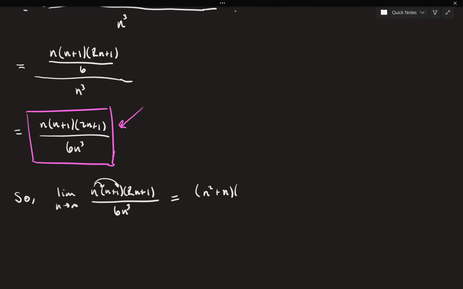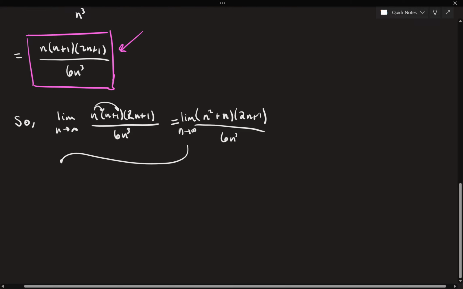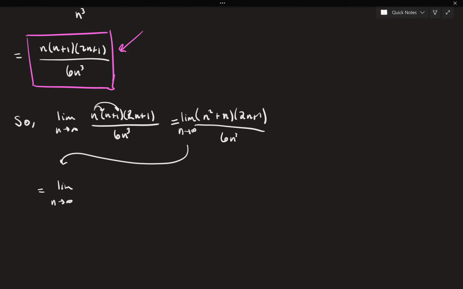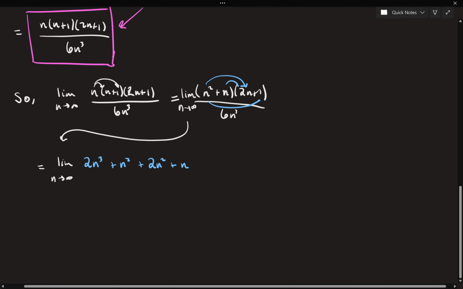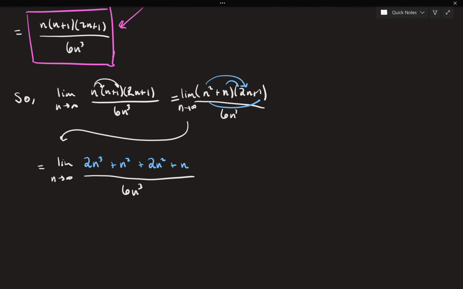n squared plus n, 2n plus 1, over 6n cubed. Sorry, I forgot the limit out here. And actually, I should have written it vertically, because I'm going to run out of space. And now I'm going to FOIL this. First is 2n cubed. Outer is n squared. Inner is 2n squared. Last is n. And that's over 6n cubed.